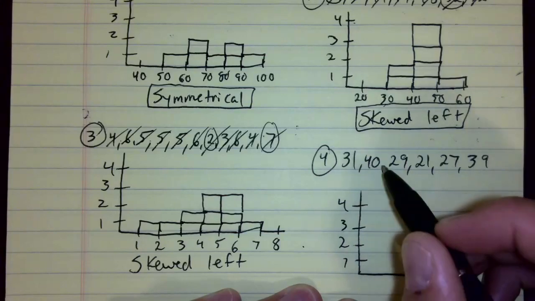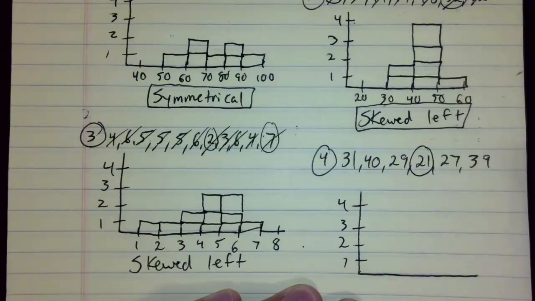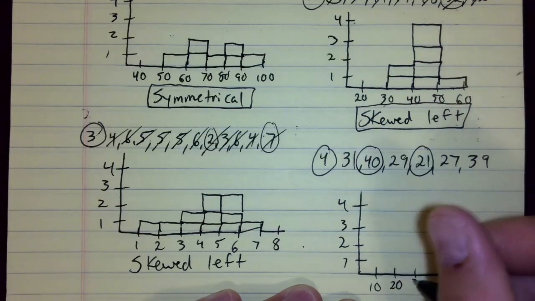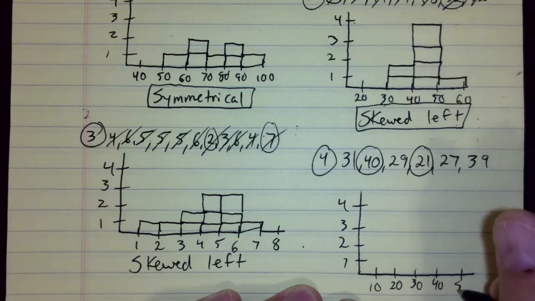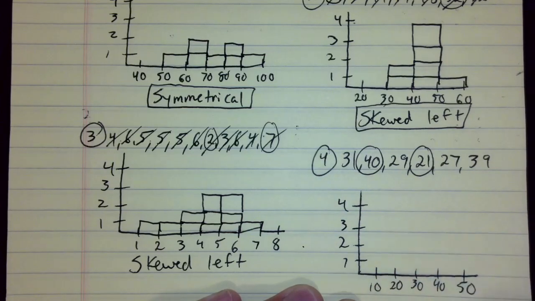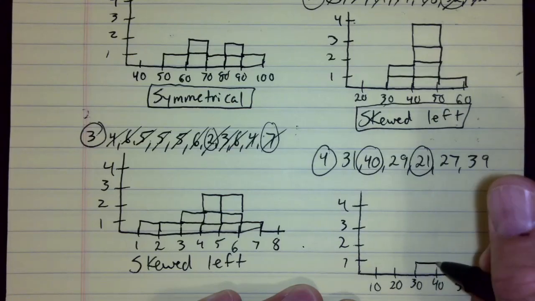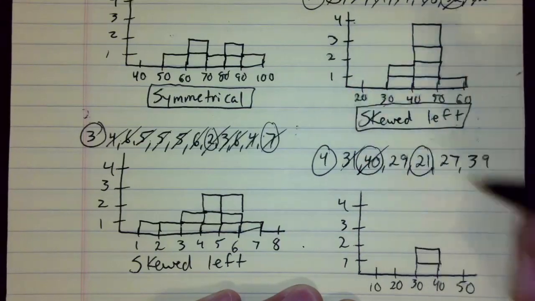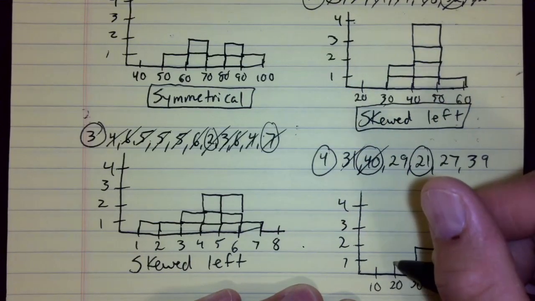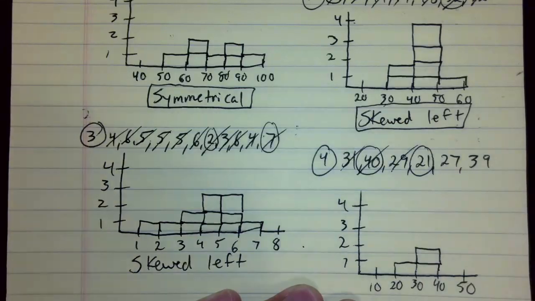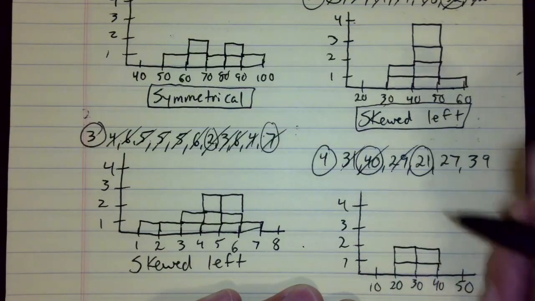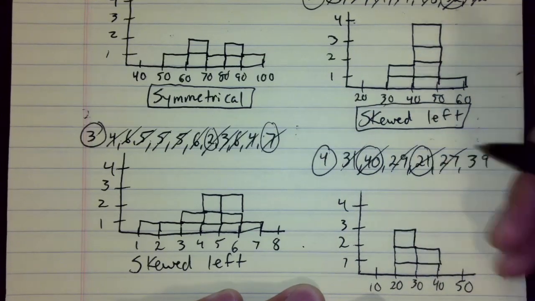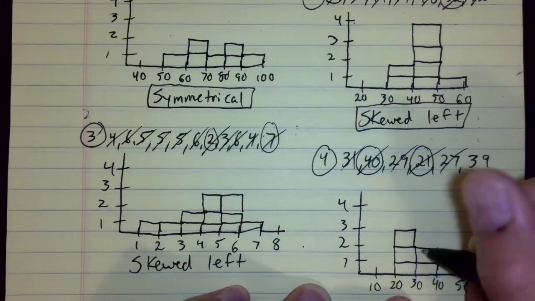Your low looks like 21. Anything lower than 21? Nope. Low, 21. What's your high? 40. Let's go with 10, 20, 30, 40, and 50. So here are our ranges. So here's 31. 31 is between 30 and 40. 40 is between 30 and 40. On there, no higher. 29 is between 20 and 30. 21 is between 20 and 30. Cross that off. 27, again, is between 20 and 30. And 39 is between 30 and 40.